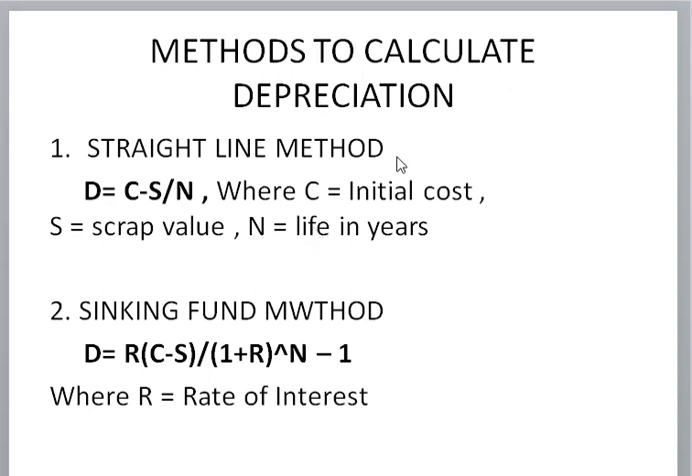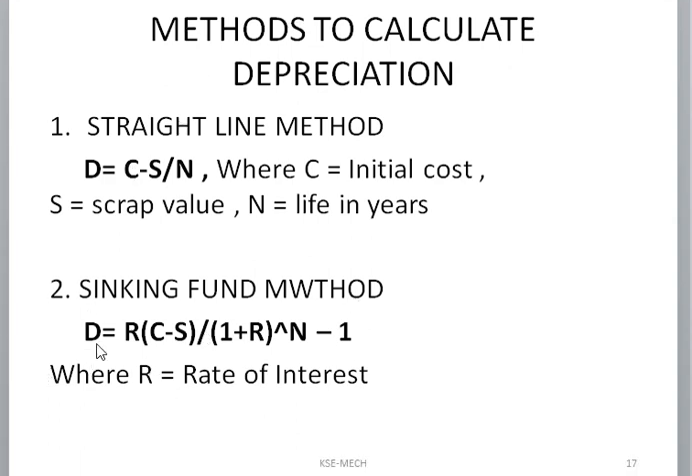In the straight line method we can find our depreciation value with the help of this formula. With the sinking fund method the formula is a little bit complicated: D equals R times (C minus S) upon ((1 plus R) raised to N minus 1). Now, the same C, S and N: C is initial cost, S means scrap value and N is life in years. Now what is this R? R means rate of interest. So we will move to our next slide.